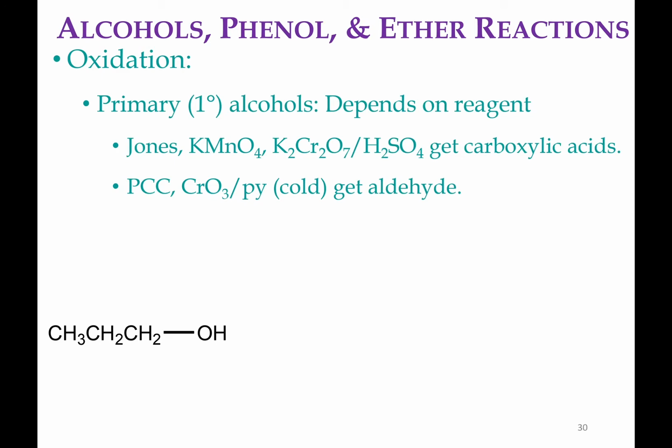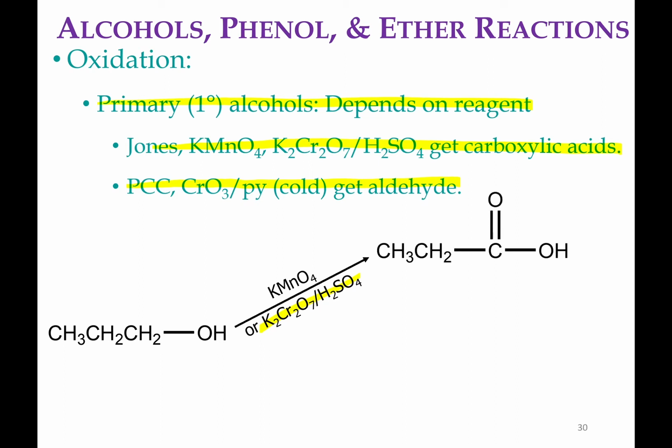So oxidation of primary alcohols depends on the reagent, right? Jones or any of these other reagents are going to get carboxylic acids. PCC, chromium and pyridine, if under cold conditions, will get an aldehyde. So if I say let's react it with KMnO4, or we can see the chromate reactions down here, will give us the carboxylic acid. But if I were to say let's react this with pyridine and cold, or if we had PCC written there, you would get the aldehyde.